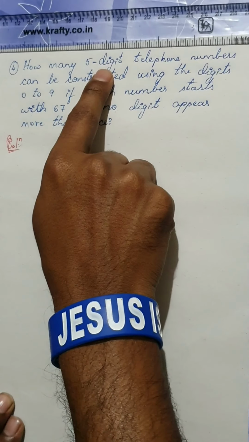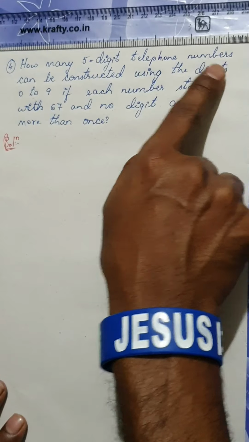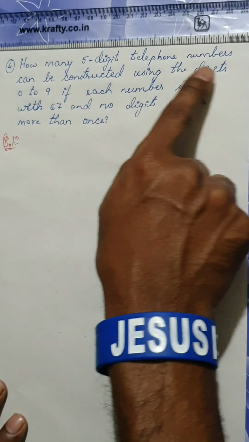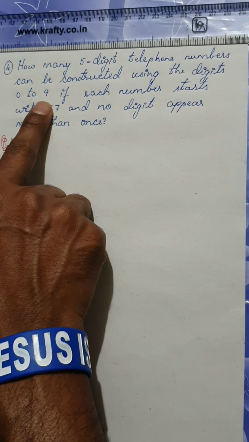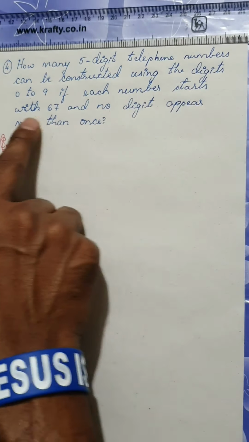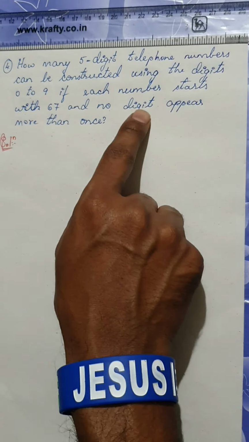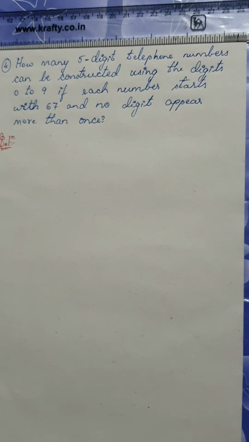How many 5-digit telephone numbers, so this is about 5-digit telephone numbers, can be constructed using the digits 0 to 9 in the phone numbers? A 5-digit phone number, remember, it's not your 10-digit mobile number. If each number starts with 67 and no digit appears more than once. What do you mean by no digit appears more than once?